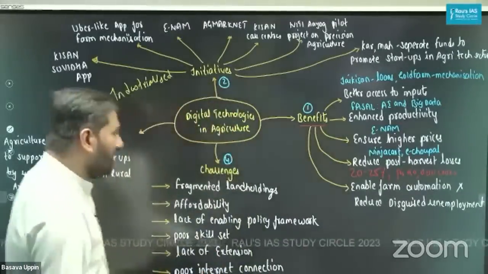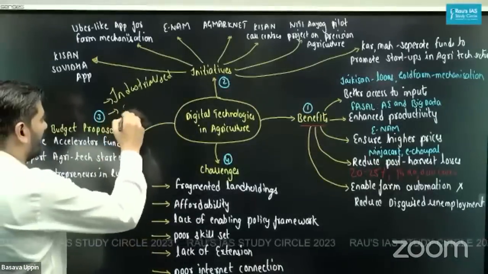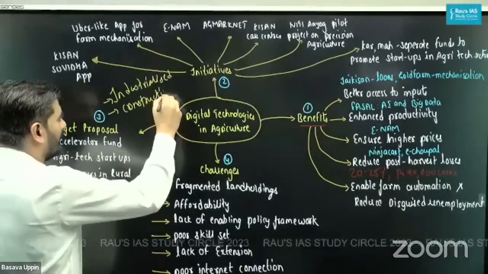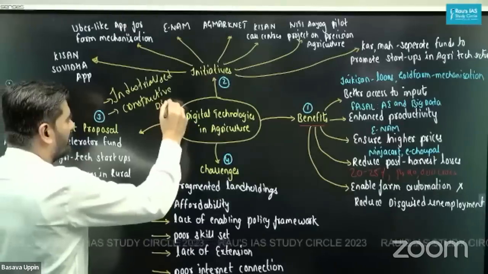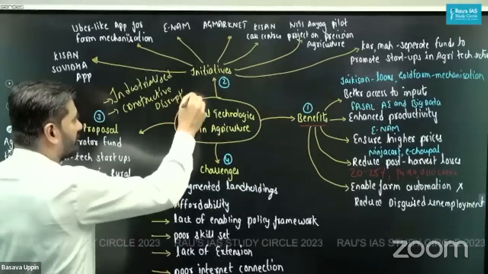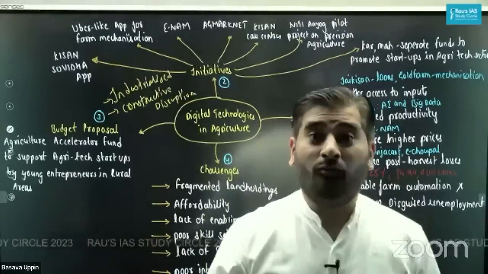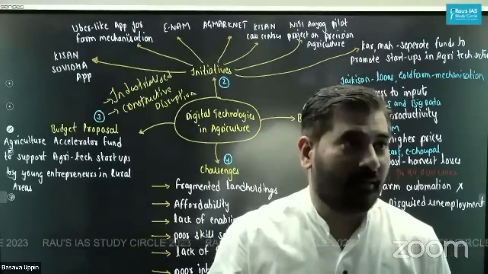And at the same time, this committee has also said that it can bring about what is referred to as constructive disruption. Constructive disruption of Indian agriculture. Disruption for a good cause.